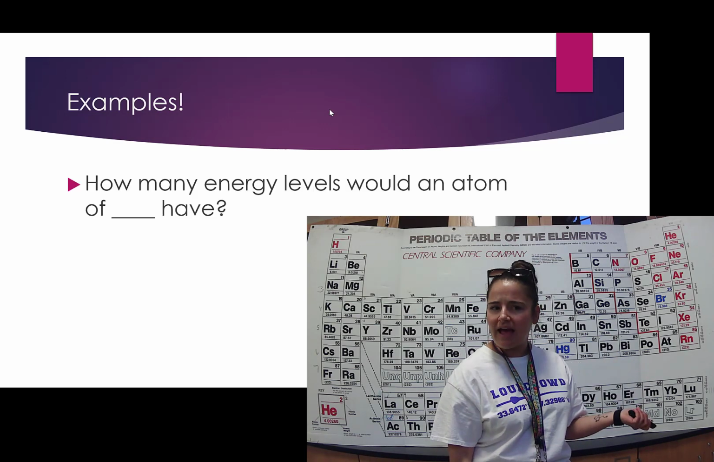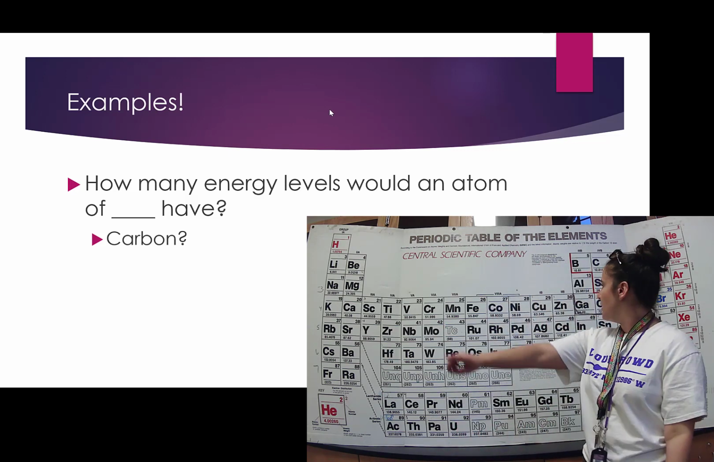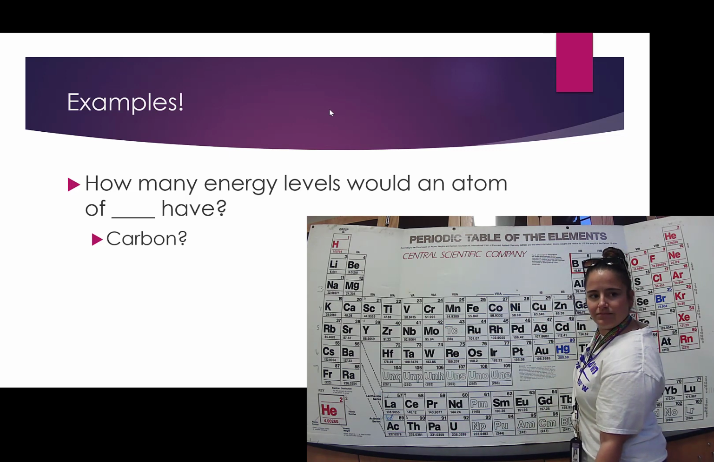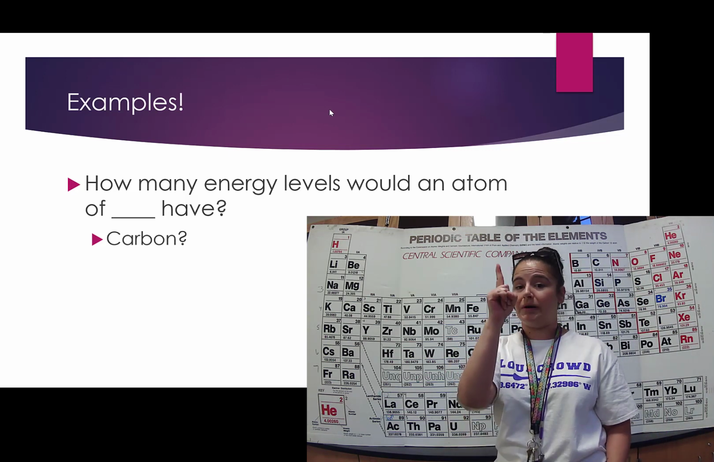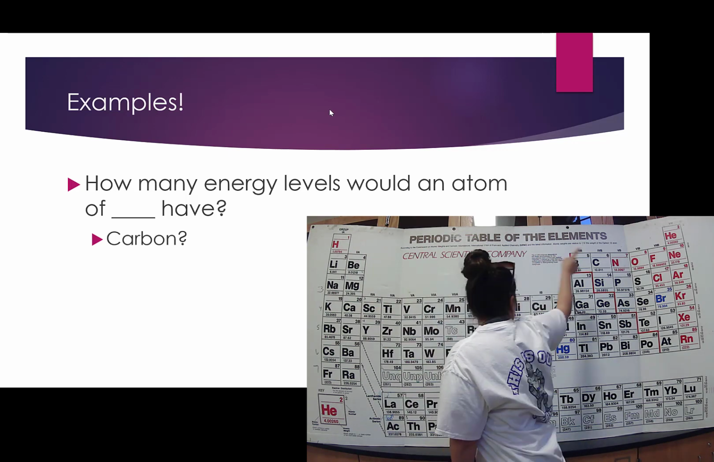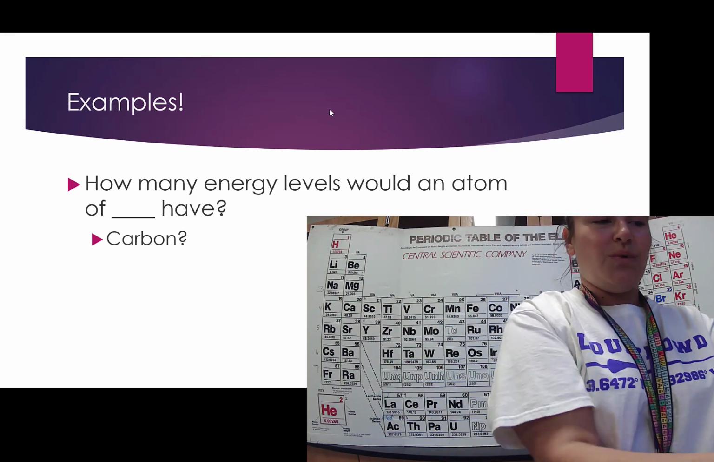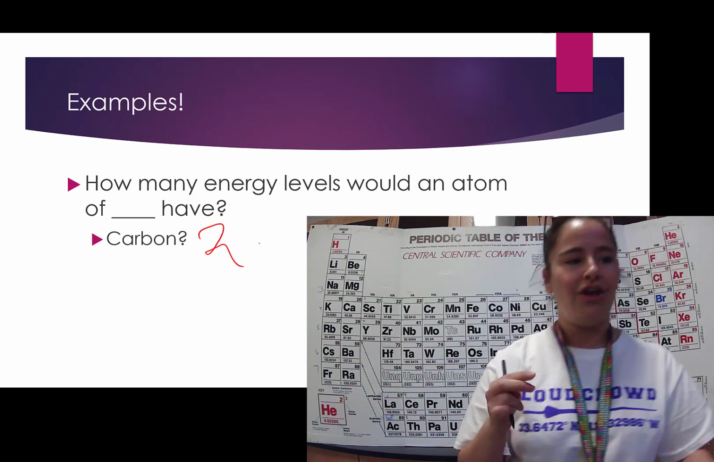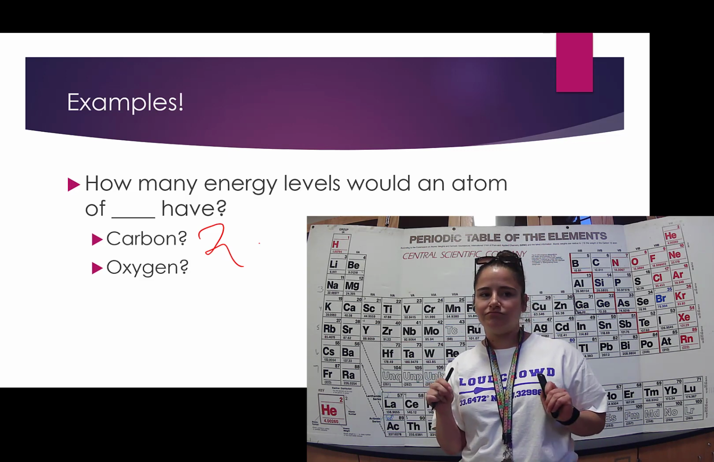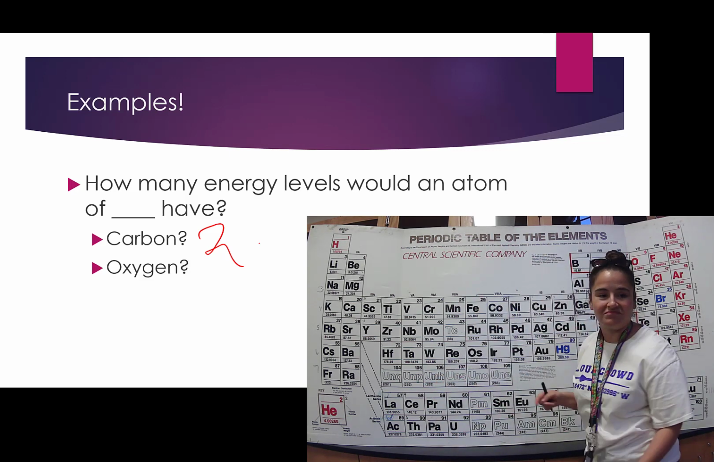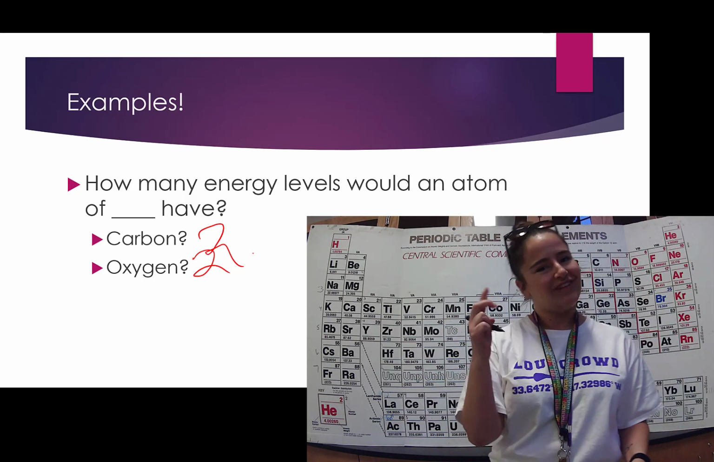How many energy levels would an atom of carbon have? Well, carbon is right here on the periodic table. Your instinct might be to say 1 because it looks like it's in the first row. But remember, hydrogen and helium are the ones in the first row. So an atom of carbon would have 2 energy levels. Okay. What about oxygen? It's right next to carbon, so you're right. 2 energy levels.